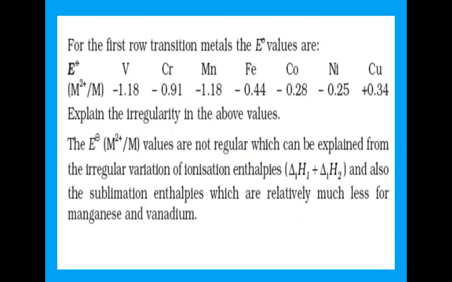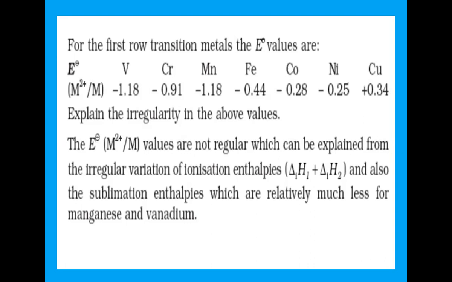So for example, for the first row transition metals, their E naught values are given here. It is observed that vanadium, manganese, chromium, iron, cobalt, nickel, but the last element copper shows a positive value. Why this irregularity? They are not in proper order. Why is this observed? The values are irregular. It can be explained.